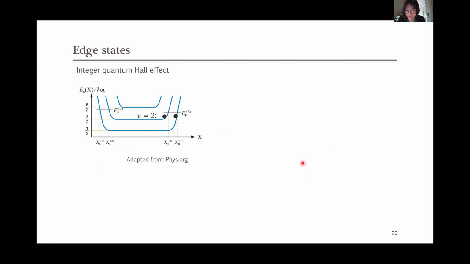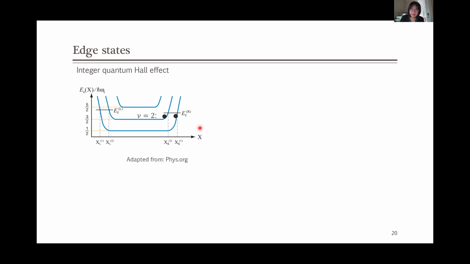When we talk about both the integer and fractional quantum Hall effect, the edge state is of great importance. The reason is this type of transport usually happens at the edge state. The bulk is insulating. So we want to understand what the edge is doing and how the edge and the bulk are correlated.